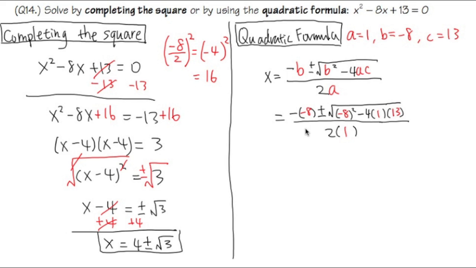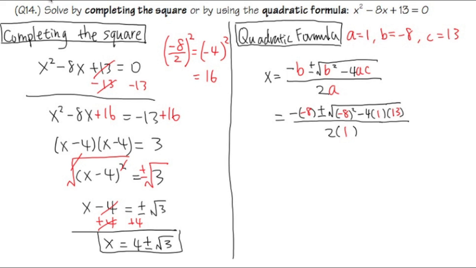After you plug in all the numbers into the variables, negative b becomes negative of negative 8, because the b value is negative 8. And then you maintain the plus minus, square root, open the parentheses, and you draw in the negative 8 here for b. Square that, minus 4 times 1 times 13. All over 2 times 1, right? So I just match the variables with the values and then plug in the numbers.